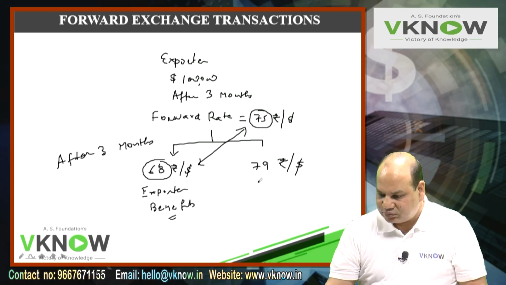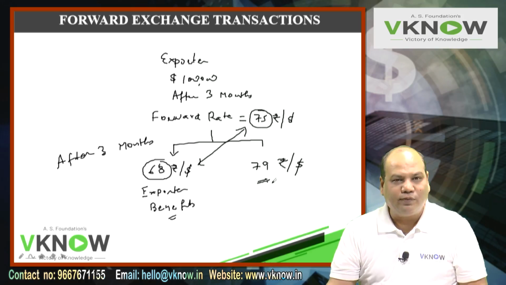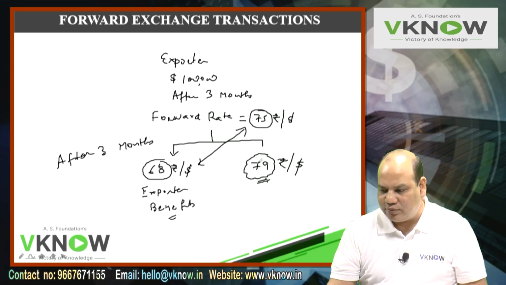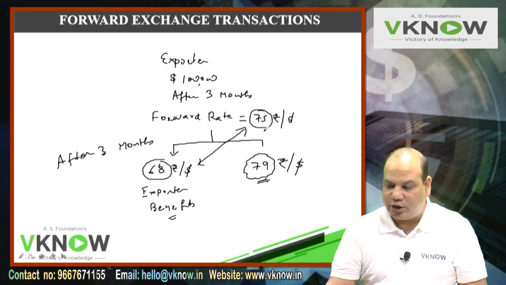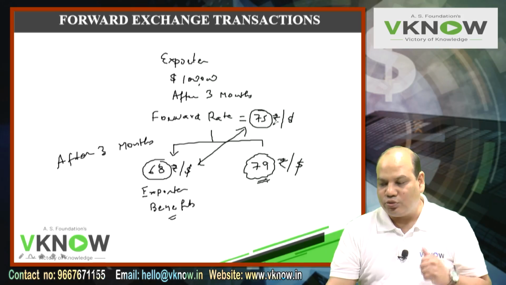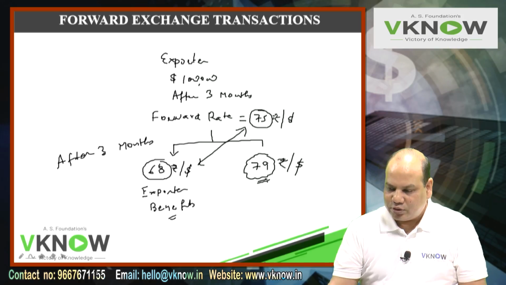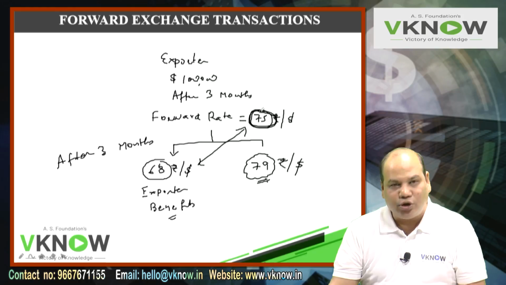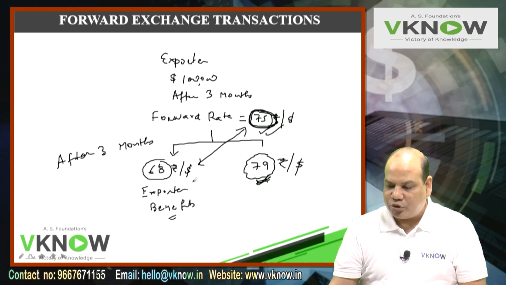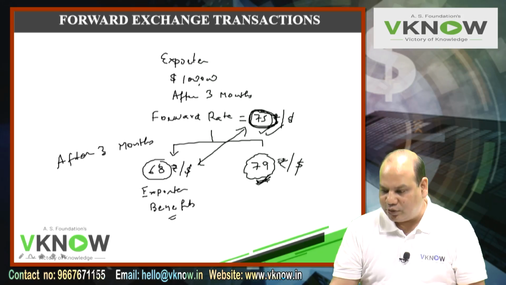But there is a disadvantage of entering into a forward contract. You will not be able to enjoy the upside gain. See here, after 3 months the rate has gone to 79. But because a forward contract is entered into, a forward contract gives rise to a right and obligation. That means you are bound by the contract and you will have to convert dollars into rupees at the forward rate, that is 75. So you will not be able to enjoy the upside gain here. You are protected from the loss, but you can't enjoy the upside gain. That is the disadvantage of a forward contract.